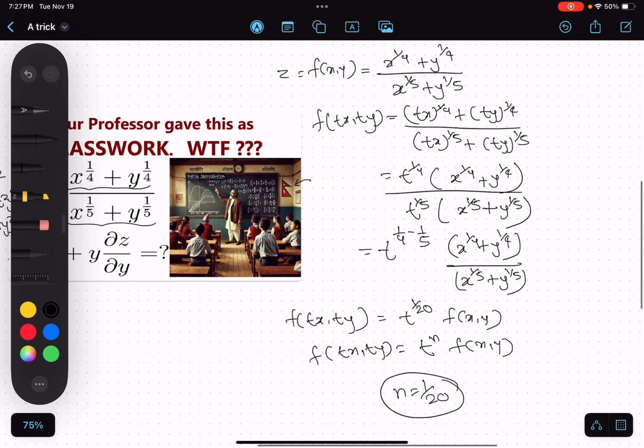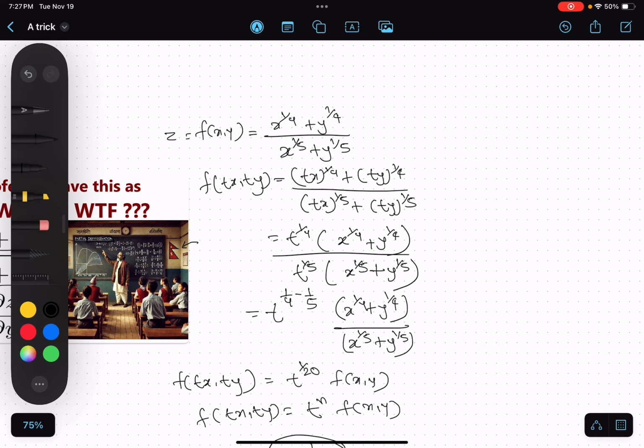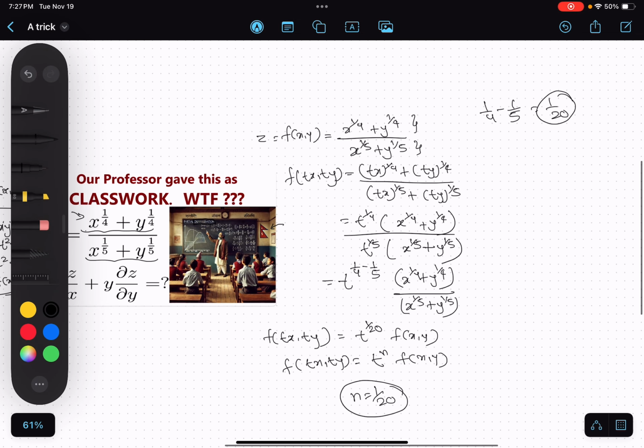So in this case, if you want to find it in a shortcut way, what we can also do is to find the degree of the numerator and the degree of the denominator and subtract them. That's basically the same thing, the 1 by 20. So this is our degree, right? And yeah, so we also proved that it's homogeneous. We also found out its degree, right?